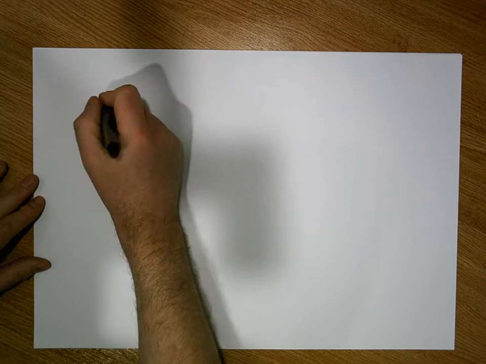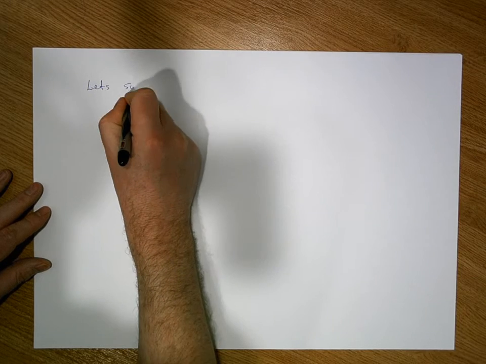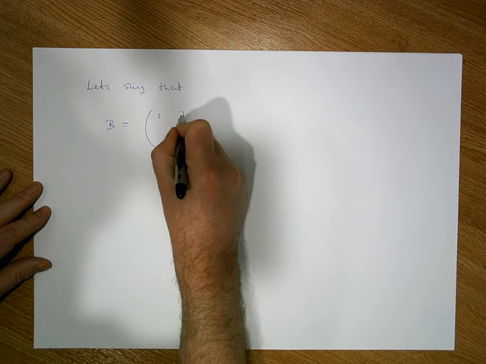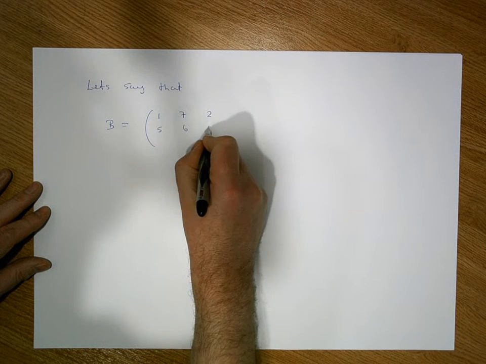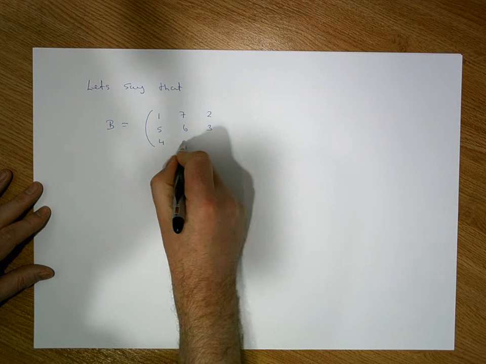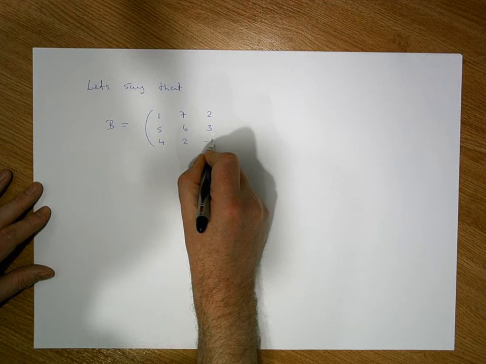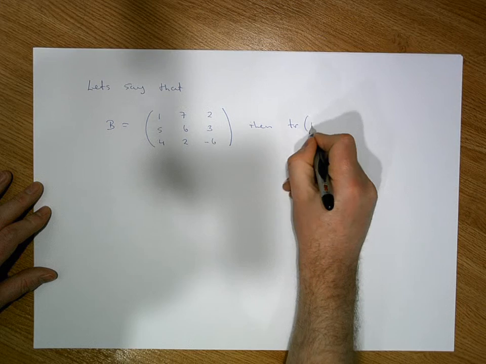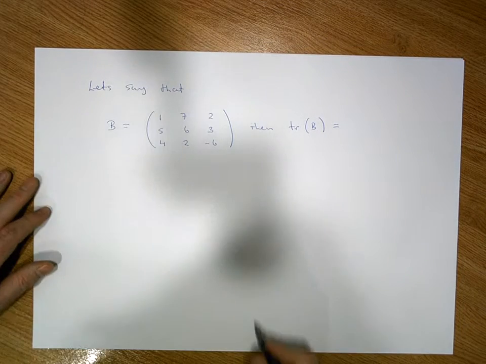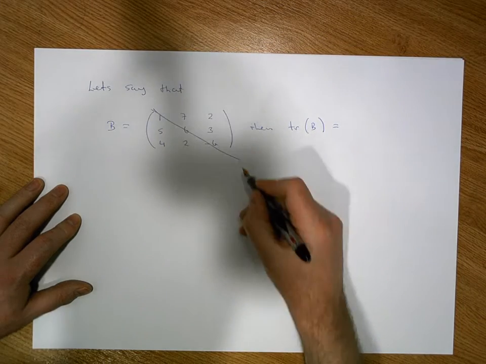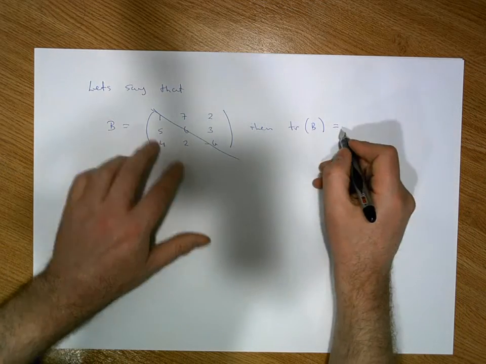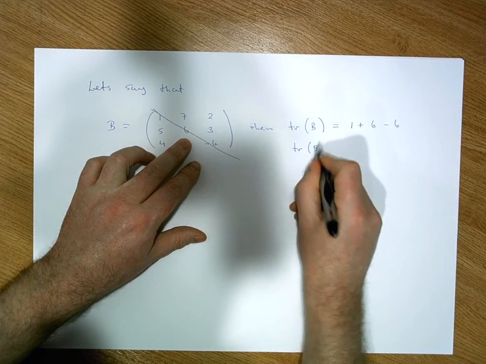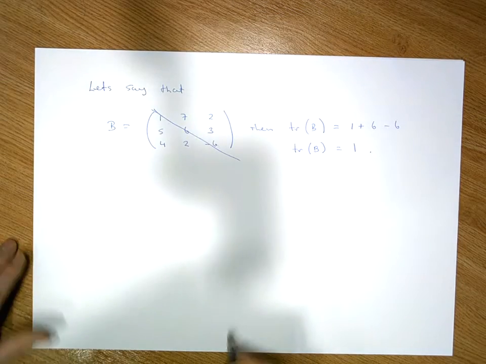Let's say that B is the matrix [1, 7, 2; 5, 6, 3; 4, 2, minus 6]. Well then, the trace of B is simply the sum of the entries on the main diagonal, so down in this direction. So it's equal to 1 plus 6 minus 6, which tells us that the trace of B is simply equal to 1.